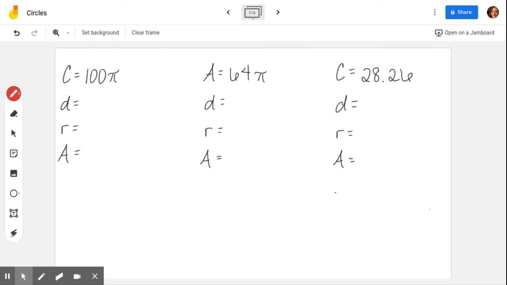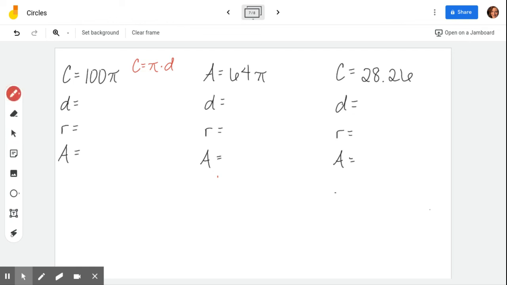I already know that the circumference of my circle is 100 pi. I want to find the diameter, the radius, and the area. Well, here's what we know. Circumference equals pi times d, right? So circumference equals pi times d. Okay, we'll check it out. The C's match. I've got the C in each one.